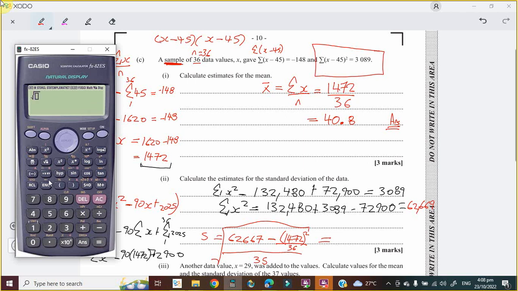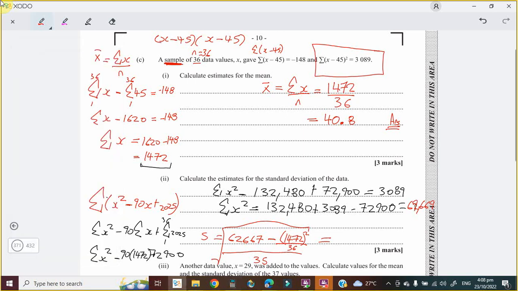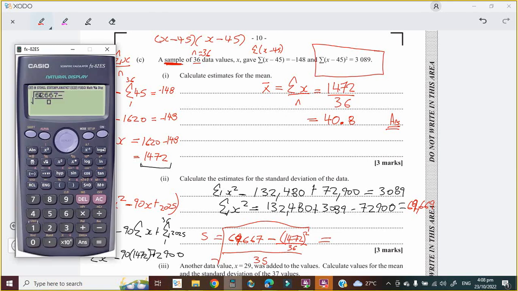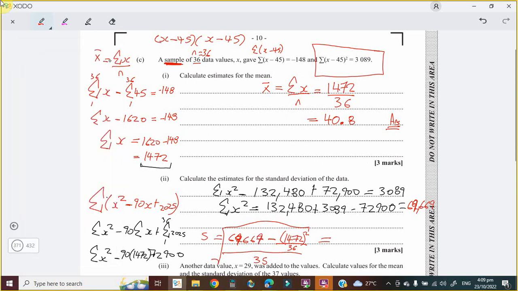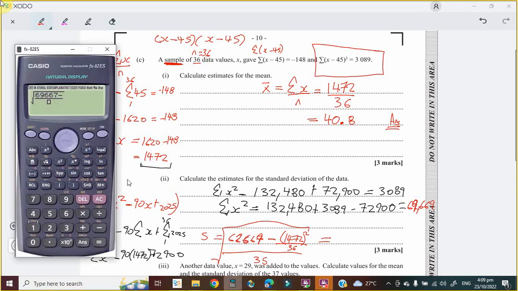So 62,600. That's what you got when you put it in the calculator, right? Oh, 69. Sorry. 69,667. All right. Thank you. How much? 69,667 or 69? Oh, 9 here, but 2 here. 2 here, right? All right, but 9 there. Okay, no problem. All right.